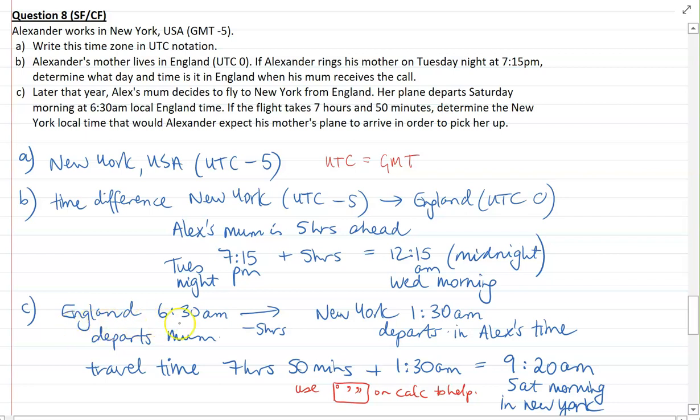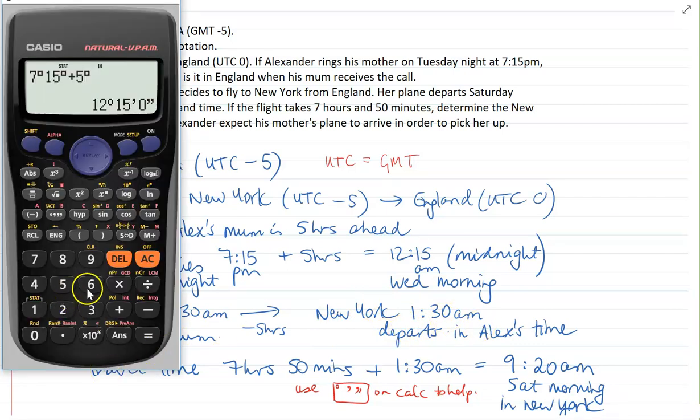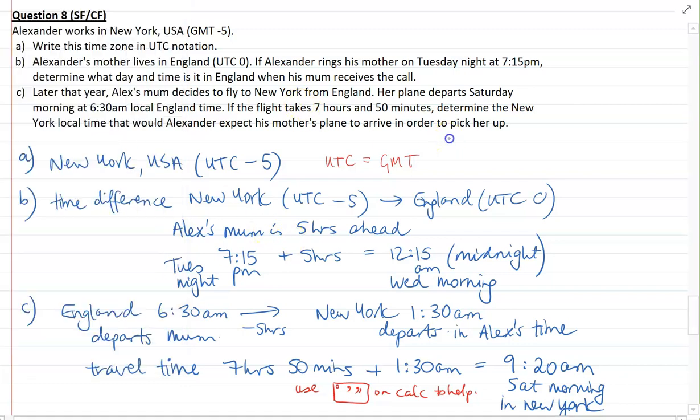So if she departs from England at 6:30 a.m., if I consider the time difference there, that means she's departing New York time at 1:30 a.m. So checking it with your calculator, 6:30 minus the 5-hour difference gives us 1:30 a.m. in New York time. So I'm keeping everything in New York time.